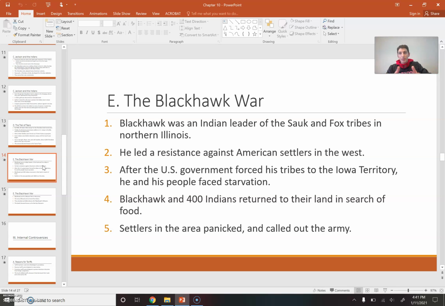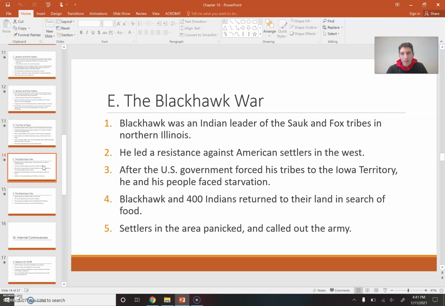So he moved west from Illinois into Iowa, but his people faced starvation because it was a new territory. They didn't know where to hunt. It was difficult to find food. And so at one point, his people were facing starvation, and so they traveled across the border back into Illinois, where their old hunting grounds were located.